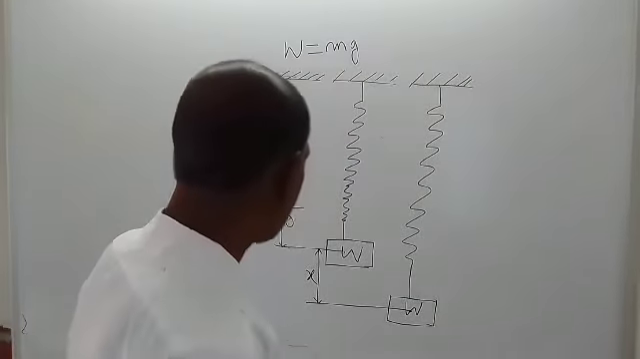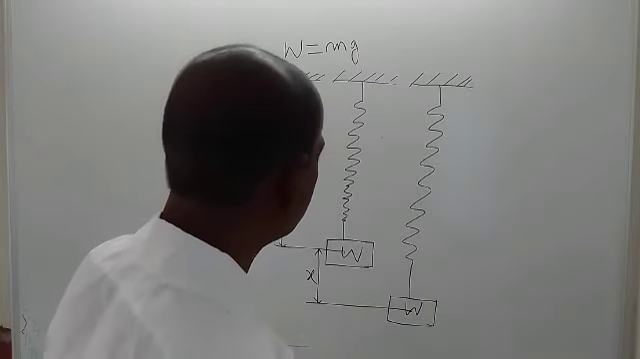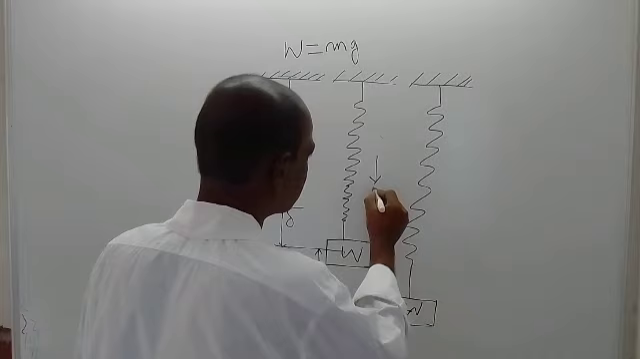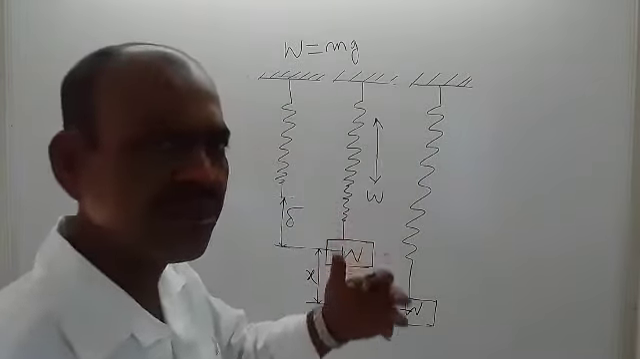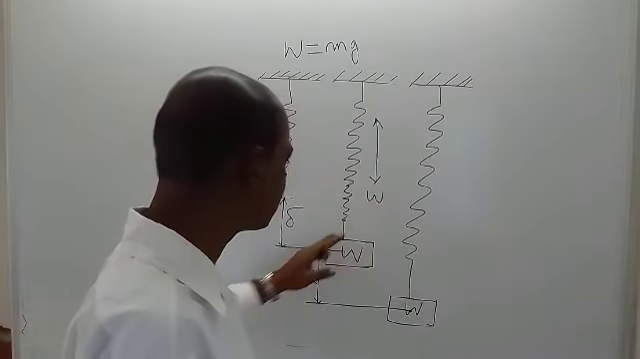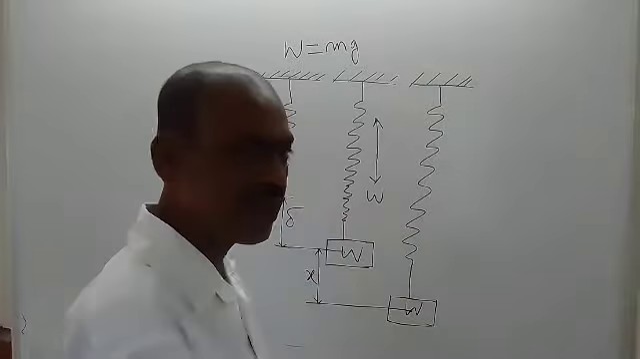So here, in the downward direction, what is the force? In the downward direction, the force is W. In the upward direction, there will be some force which will be equal to W, because this is in equilibrium condition. After the attachment of this weight, this is in equilibrium condition.